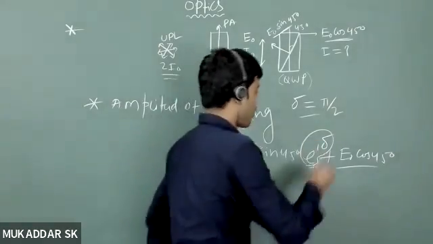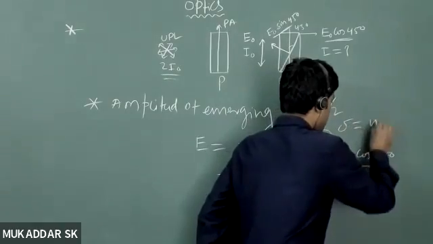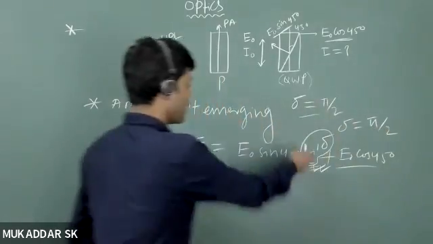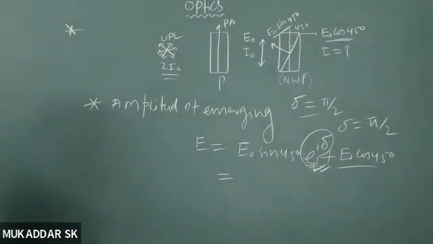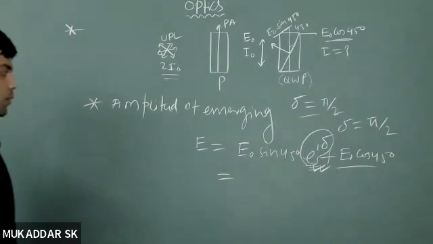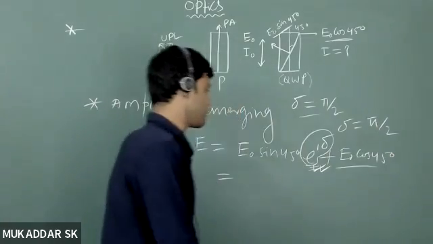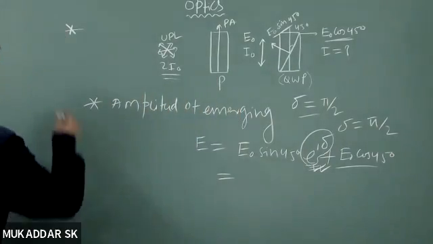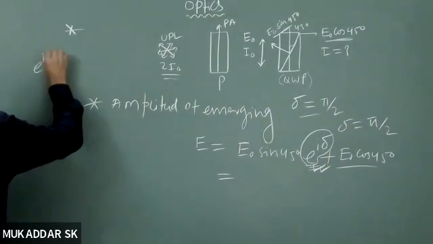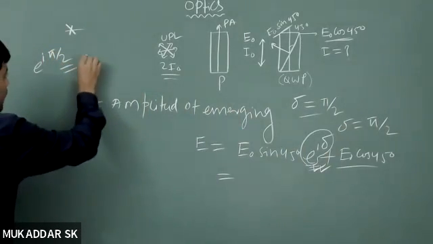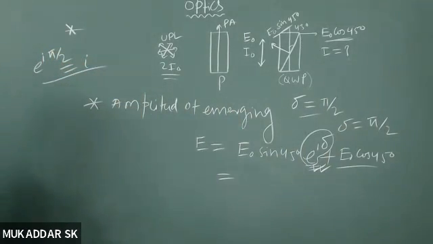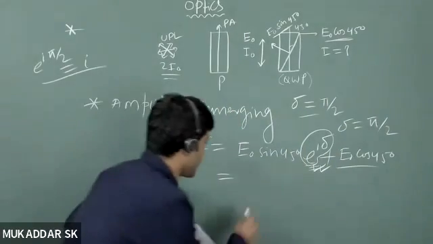Now for a quarter wave plate, delta is how much? That will be pi by 2. So what will be the value of exponential i pi by 2? Anyone? Yesterday there was a minor mistake. So we know exponential i pi by 2 will be simply i. Please check that.